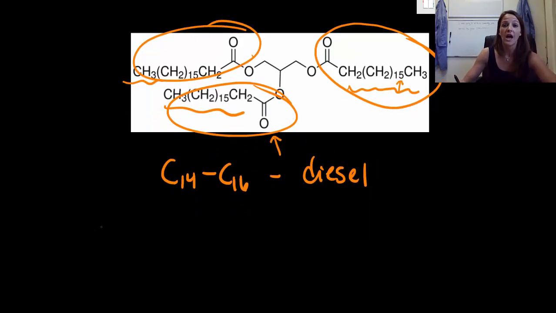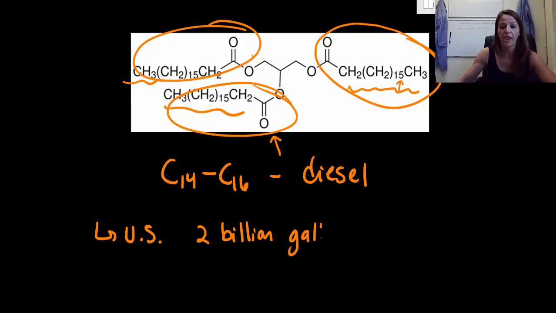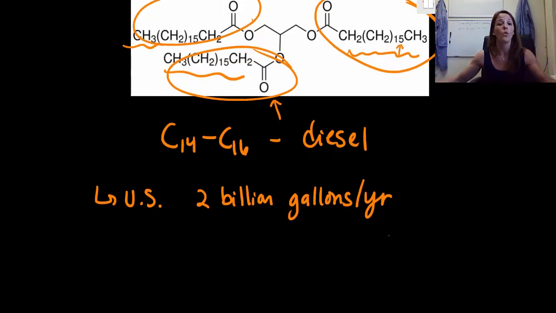So right now, the U.S. makes around 2 billion gallons of our biodiesels per year. So not as much as ethanol, but we definitely are making a lot. Like 2 billion gallons a year is a lot of that. Now, why do we do that?